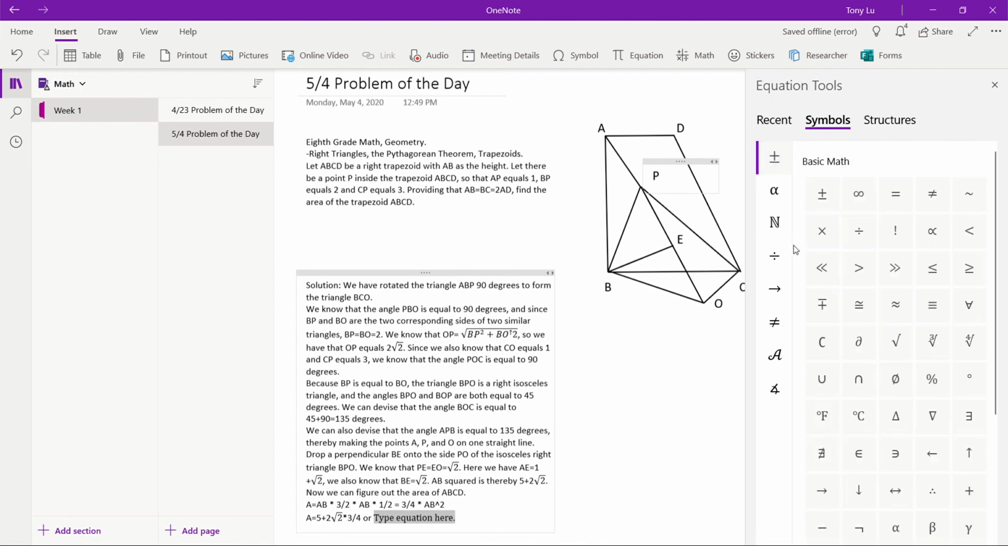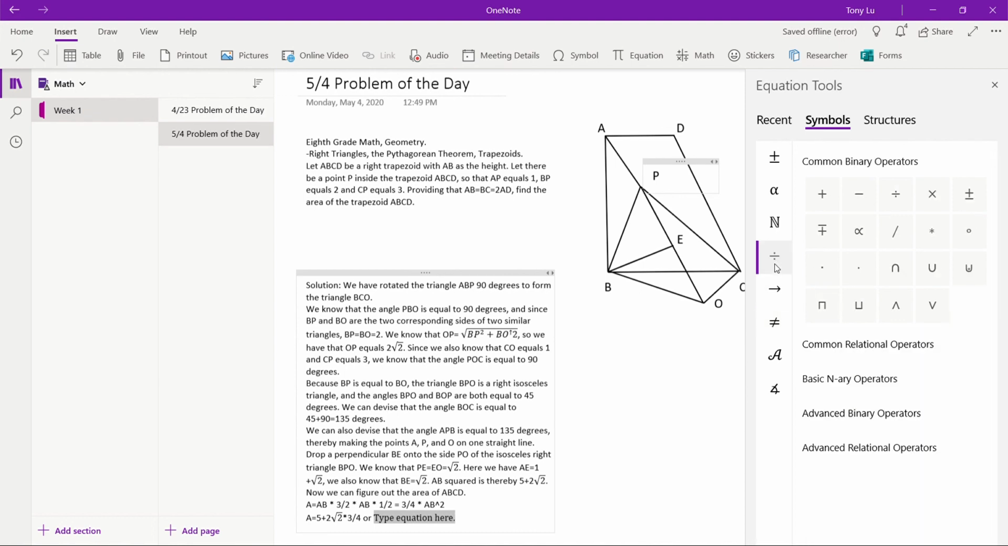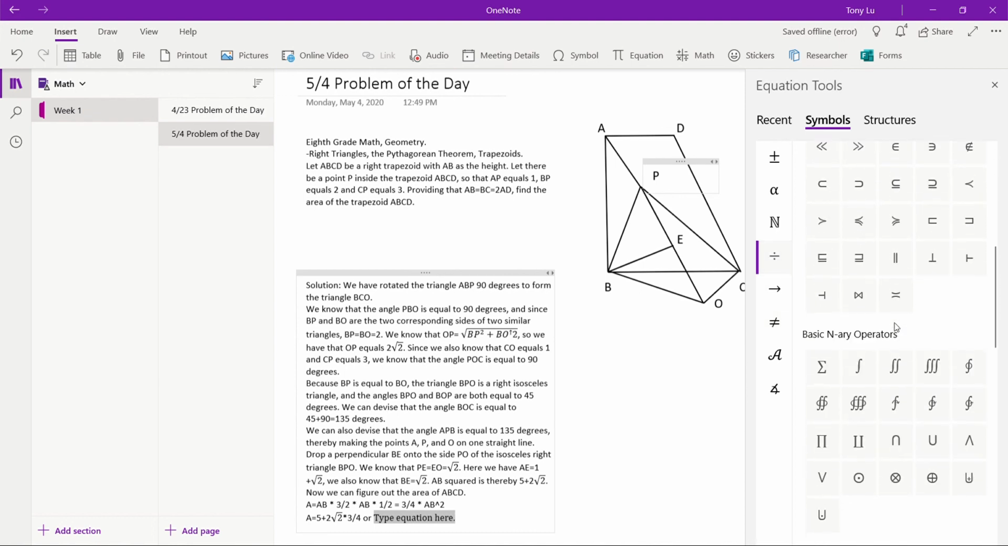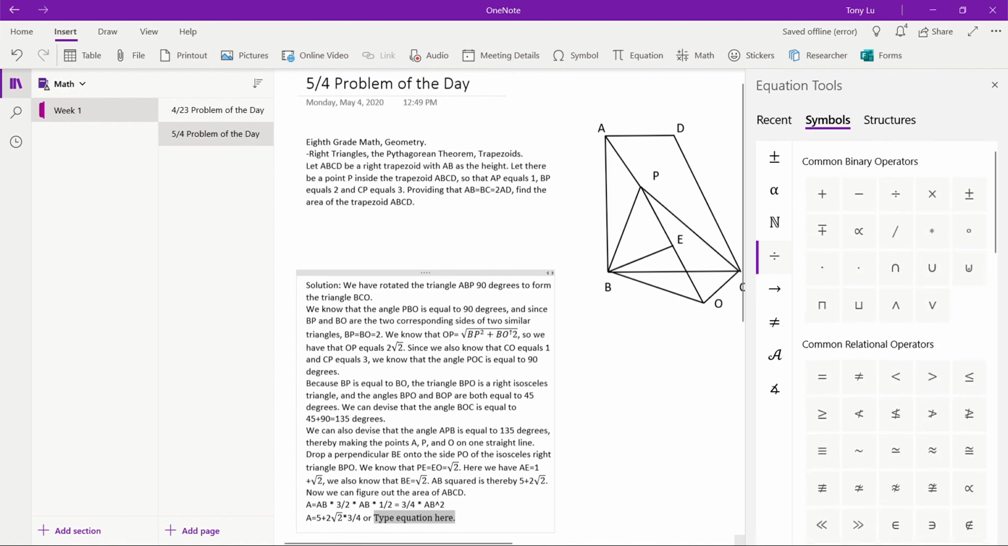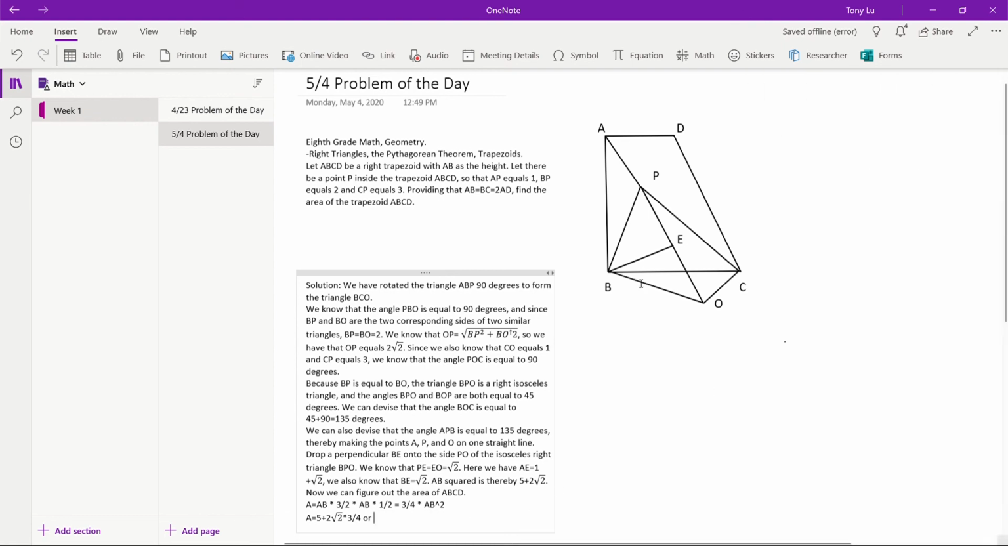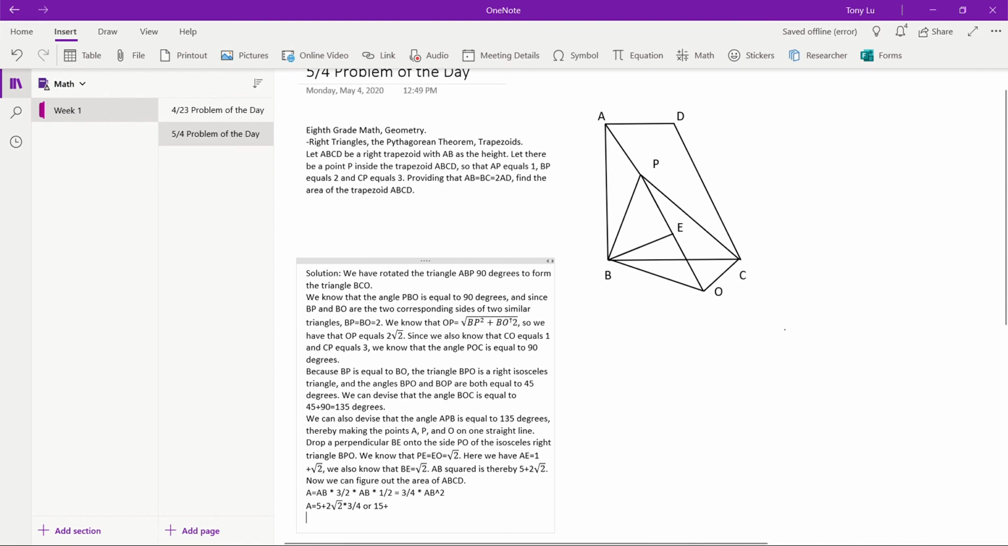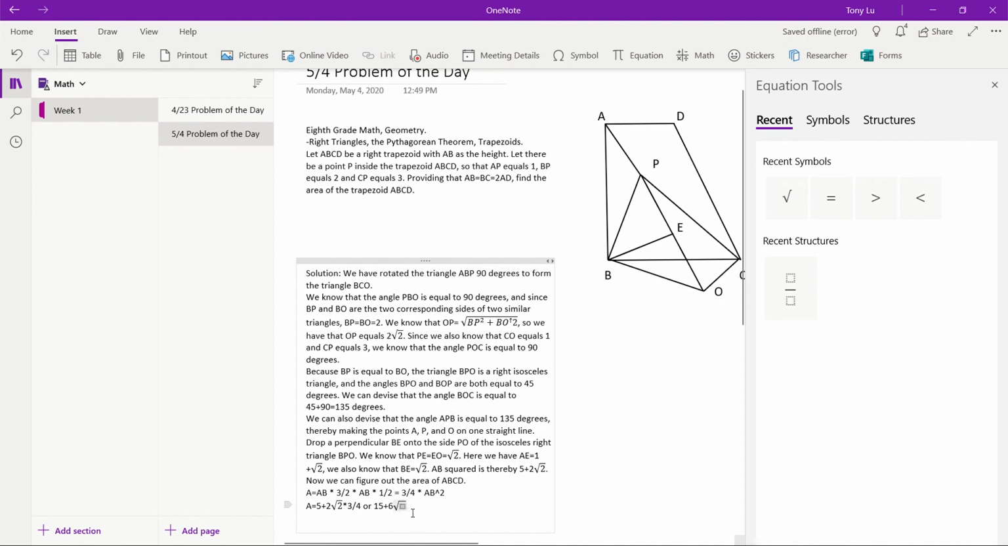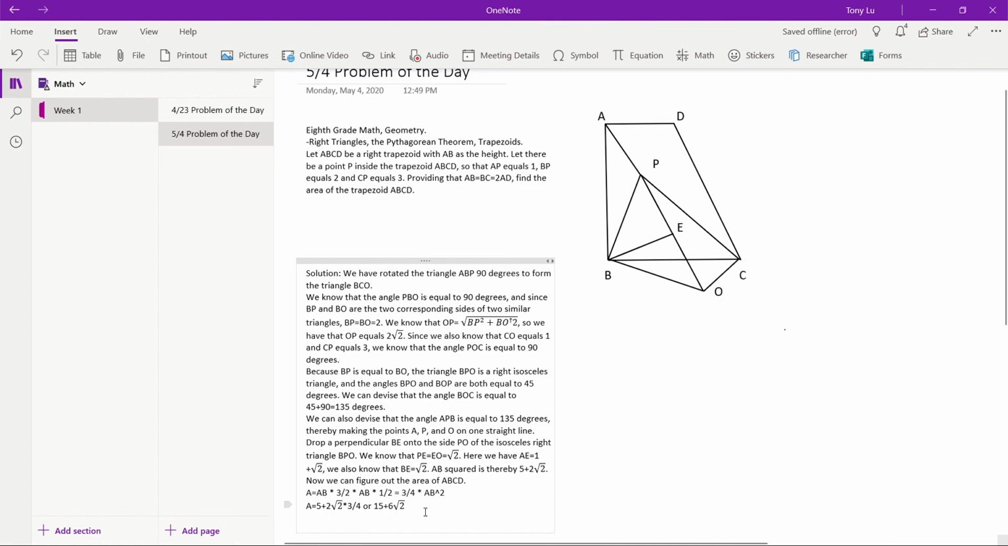Okay, so we have 15 plus 6 square root of 2, and then the whole thing divided by 4.